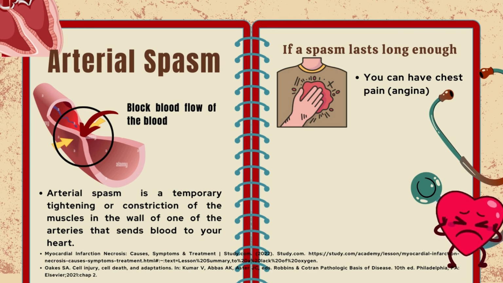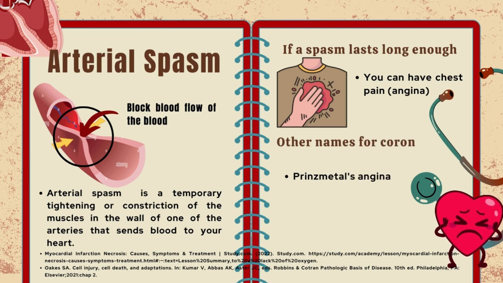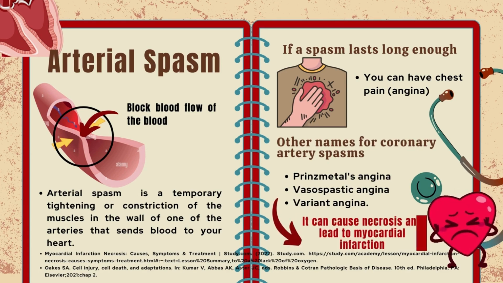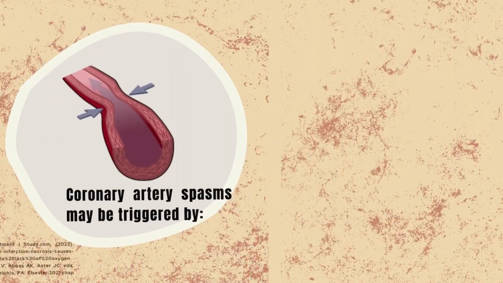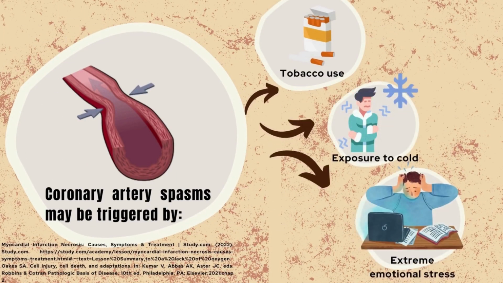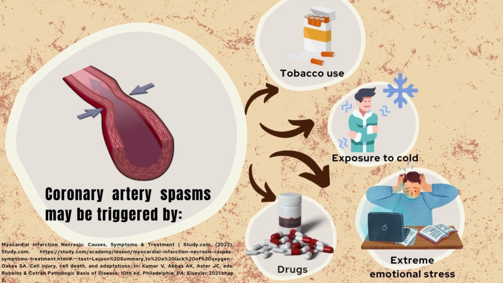Unlike typical angina, which usually occurs with physical activity, coronary artery spasm often occurs at rest and typically between midnight and early morning. Other names for coronary artery spasm are Prinzmetal's angina, vasospastic angina, or variant angina. It can cause necrosis and lead to myocardial infarction. Coronary artery spasm may be triggered by tobacco use, exposure to cold, extreme emotional stress, and use of illegal stimulant drugs such as amphetamines and cocaine.